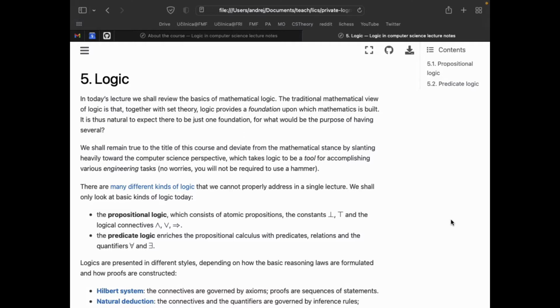Now, normally mathematicians think of logic as the foundation of mathematics. And if you have the attitude that logic and set theory provide the foundation of mathematics, then it will be only natural to think that you only need one foundation, right? Because you wouldn't build 3 foundations and then one math on top. That doesn't work. But in computer science, logic has a different role.